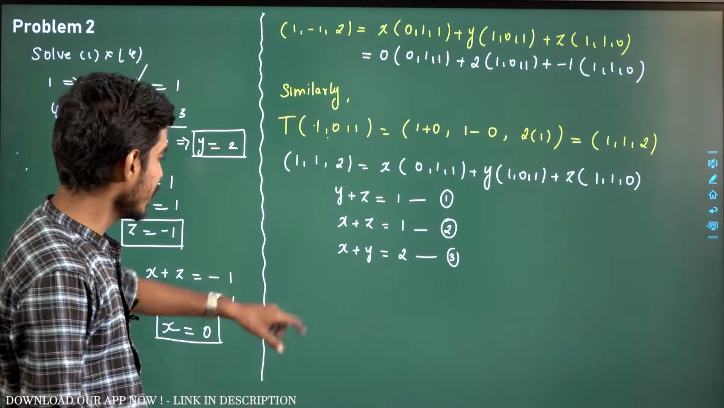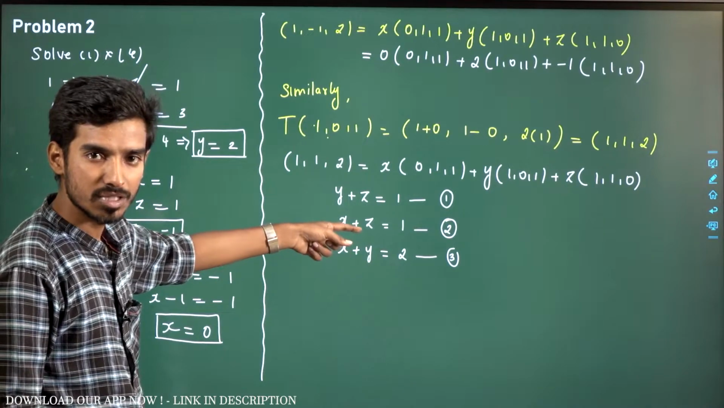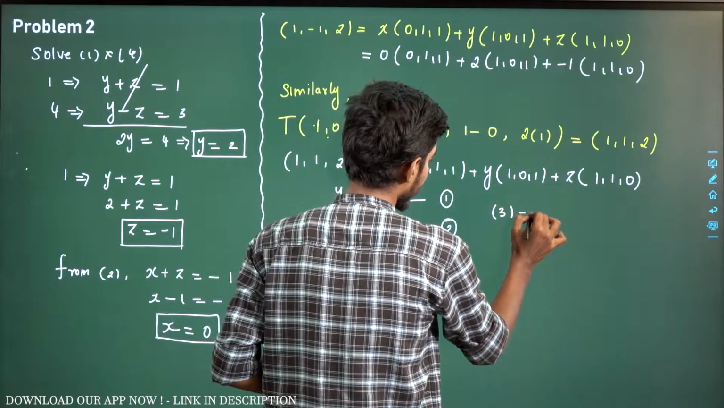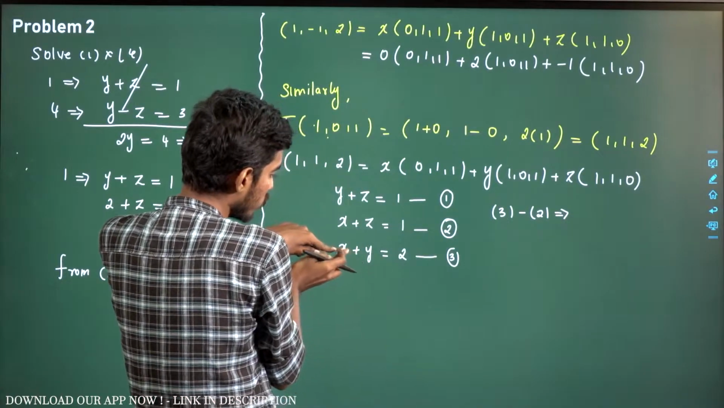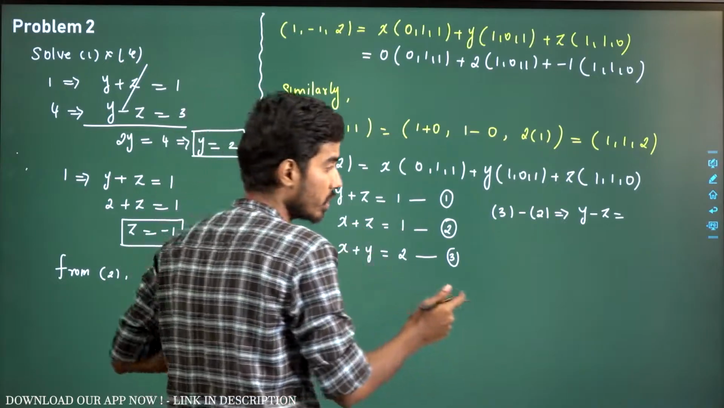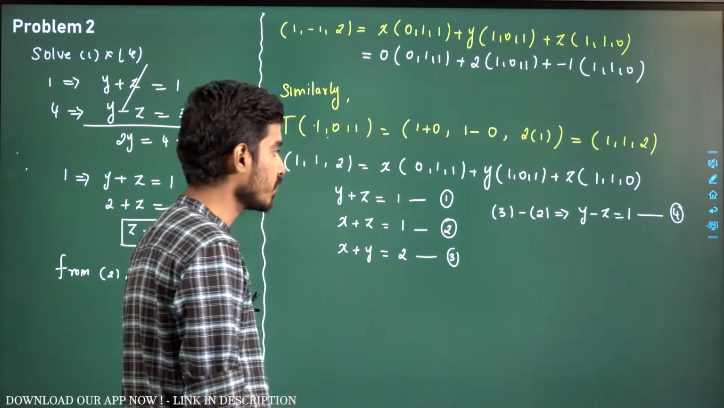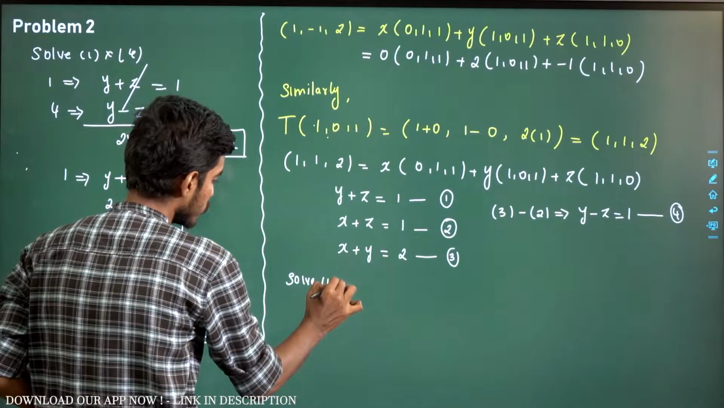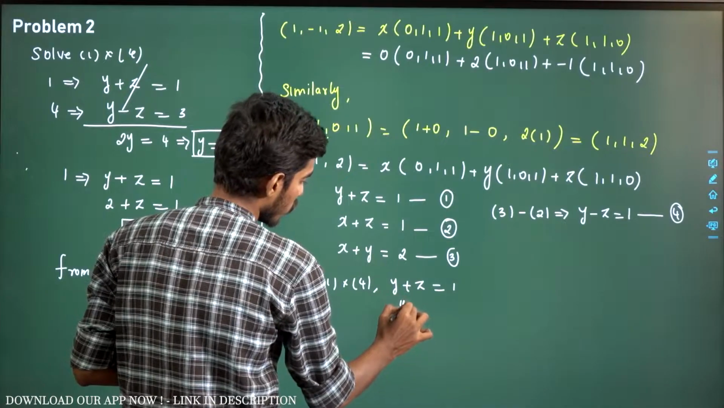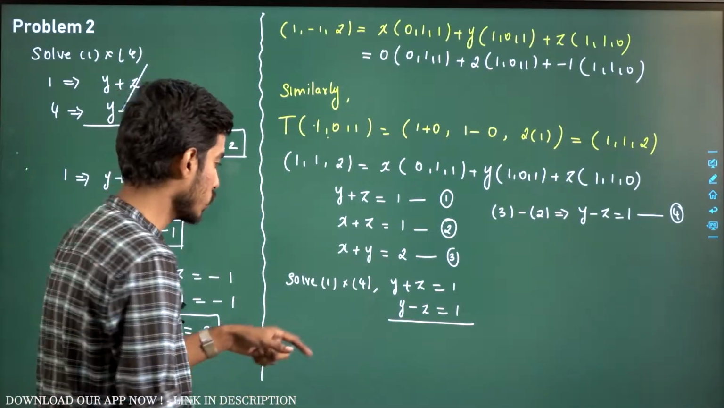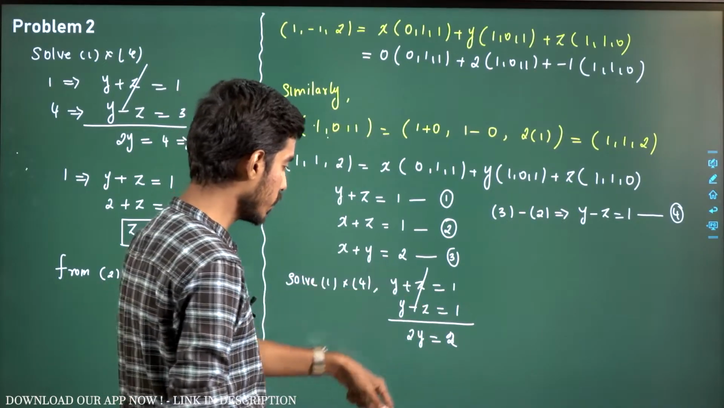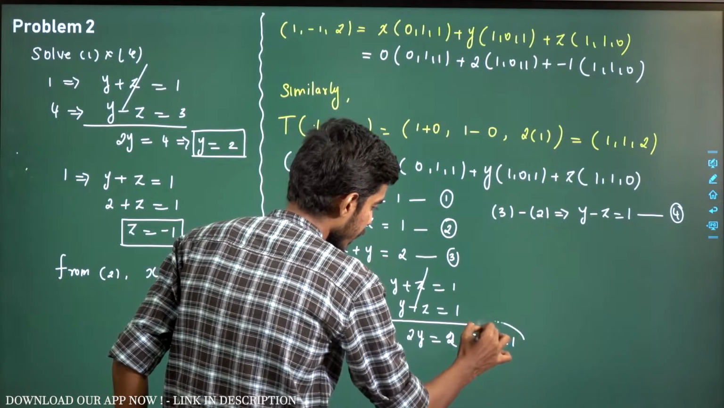I'm going to follow the same procedure here. If I subtract 3 minus 2, I get an equation in terms of y and z, and I can solve it with equation 1 to find y and z. Subtracting 3 minus 2, x vanishes, so we have y minus z equal to 2 minus 1, which is 1. Call this equation 4. Now solve 1 and 4. We have y plus z equal to 1 and y minus z equal to 1. Adding, we have 2y equal to 2, so y is 1.